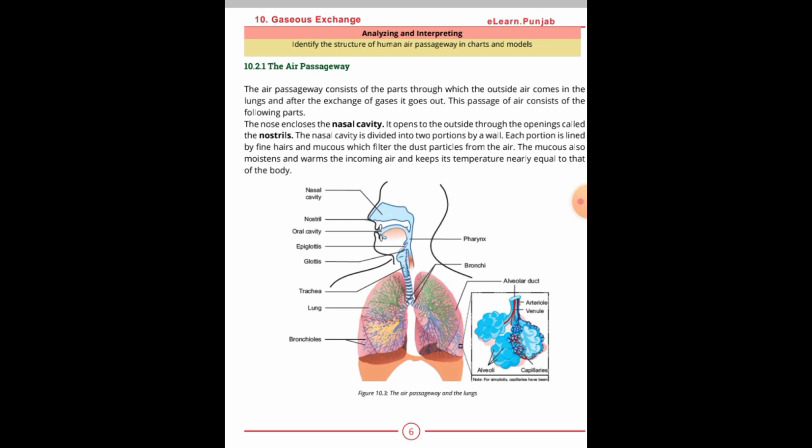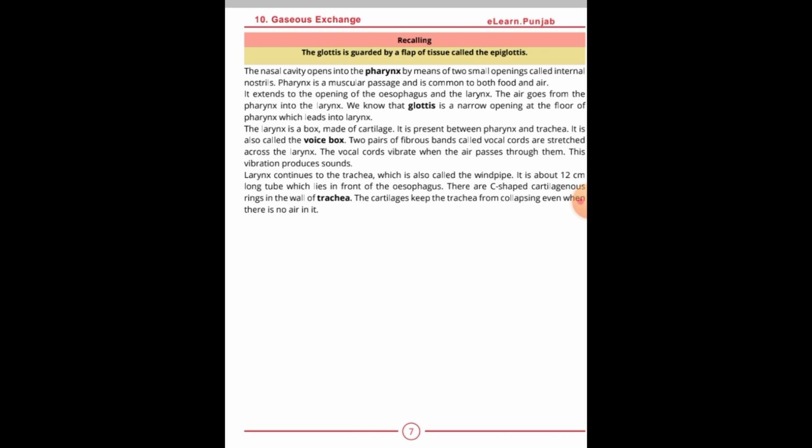Each portion is lined by fine hairs and mucus which filter the dust particles from the air. The mucus also moistens and warms the incoming air and keeps its temperature nearly equal to that of the body. The nasal cavity opens into the pharynx by means of two small openings called internal nostrils. Pharynx is a muscular passage and is common to both food and air. It extends to the opening of the esophagus and the larynx. The air goes from the pharynx into the larynx.